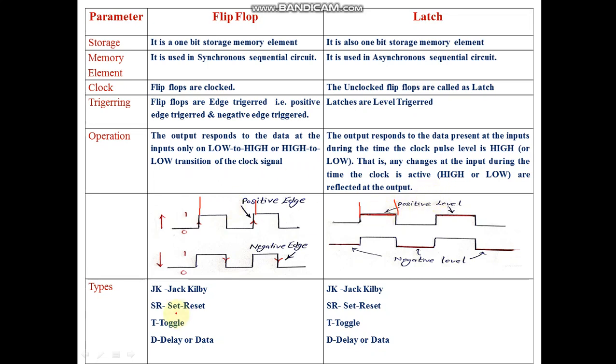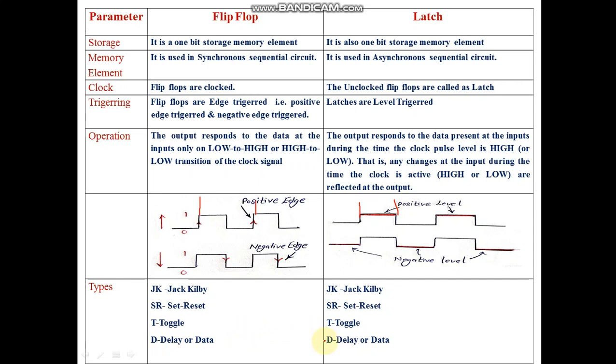There are four kinds of flip-flops and latches. JK flip-flop is there, similarly JK latch, SR, T, and D. JK is named after the scientist Jack Kilby. SR stands for set reset flip-flop or set reset latch. T stands for toggle. D stands for delay or data.